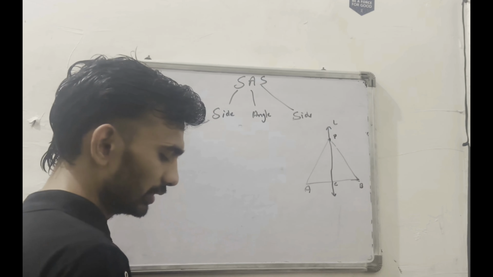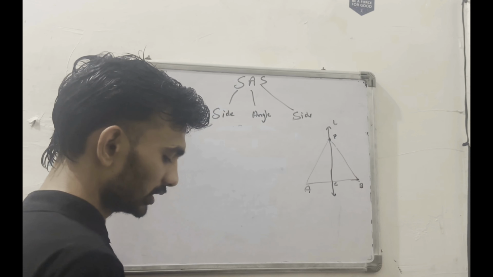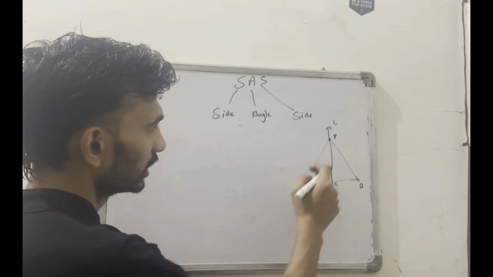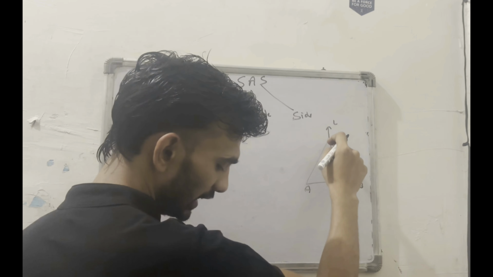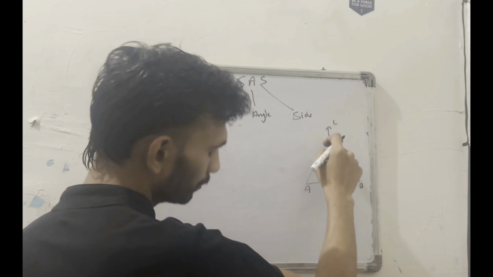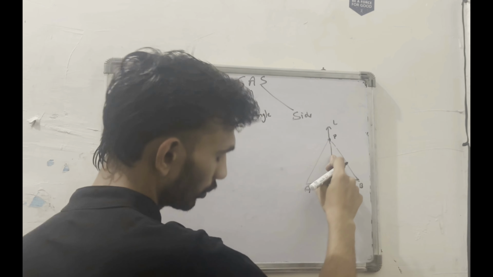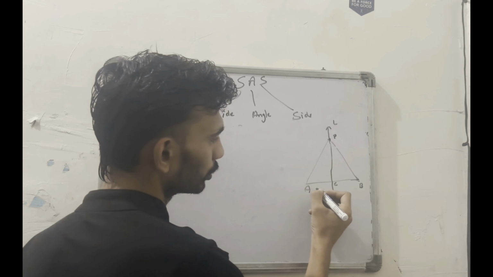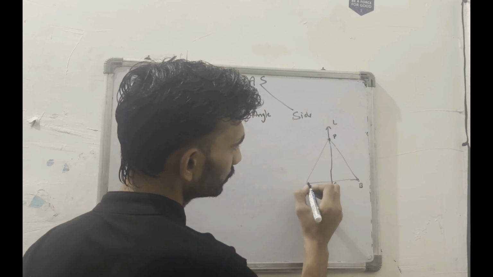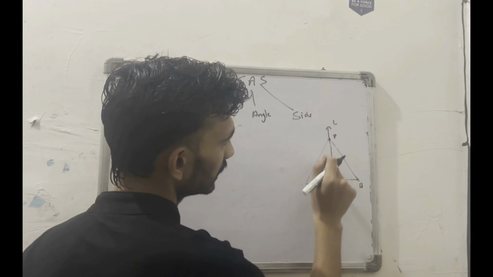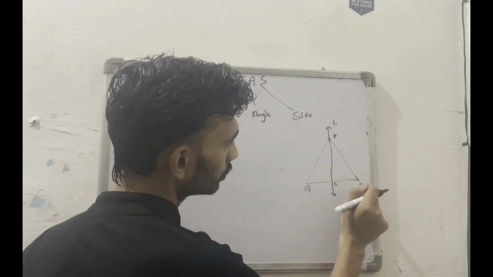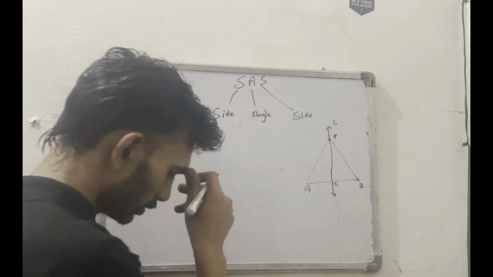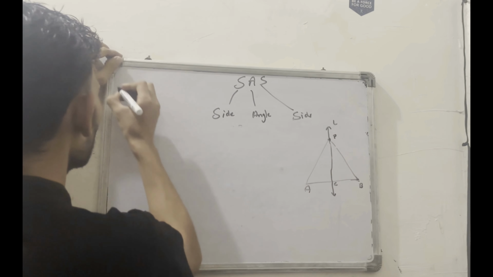Here it is already given that AB is a line segment and line L is the perpendicular line. If a point P lies on line L, then P is equidistant from points A and B. Here we have to prove that the distance between A and P is equal to the distance between B and P. So first we will write the given conditions.